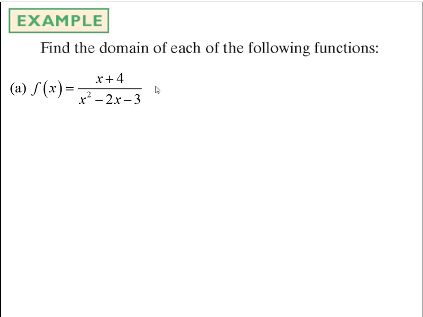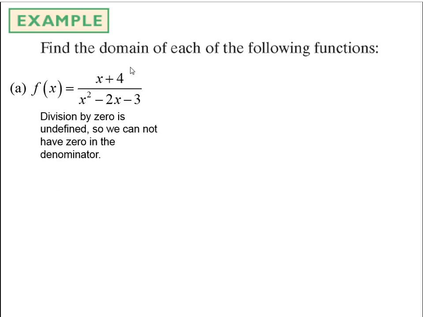So I can't have division by 0. Any x that does not produce division by 0 will be in my domain. Any x that does produce division by 0 will not be in my domain. So what I'm going to typically do, I think the easier path here, is say, since we can't have division by 0, where would I have division by 0? In this case, if I take this denominator and set it equal to 0, I can factor this expression as x minus 3 times x plus 1.